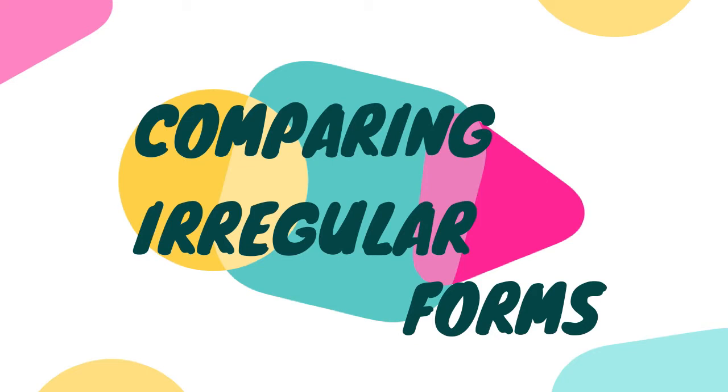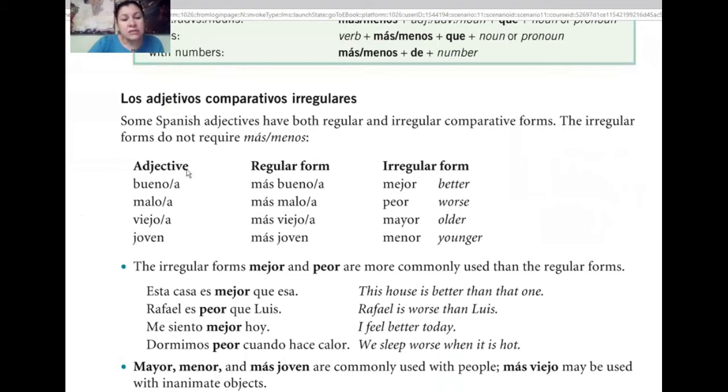Spanish allows you to use a regular form and the irregular form at the same time. The irregular adjectives are bueno, malo, viejo, and joven. We use the regular form: más bueno, más malo, más viejo, más joven. Joven doesn't have the 4 versions. But with the irregular form, we would not use más, but que: mejor, peor, mayor, and menor.